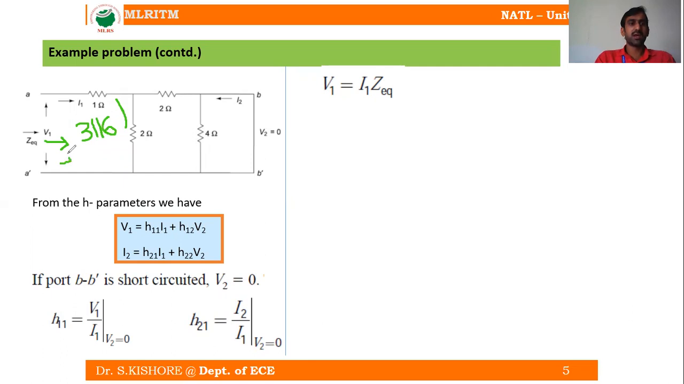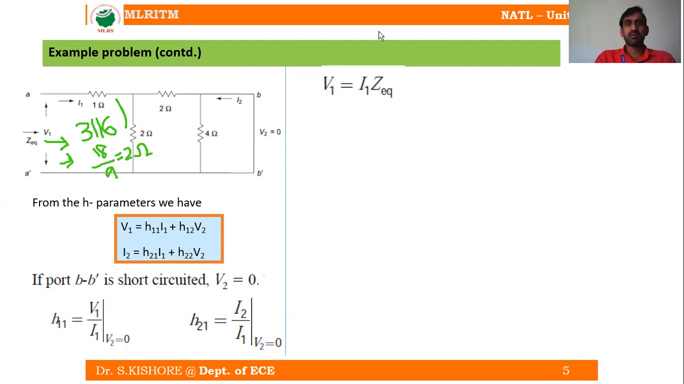So we can write it like this: R1 R2 by R1 plus R2. That means R1 R2 is nothing but 6 into 3, which is 18, divided by 6 plus 3, which is 9. So it is equal to 2. So the Z equivalent is going to be equal to 2 ohms.